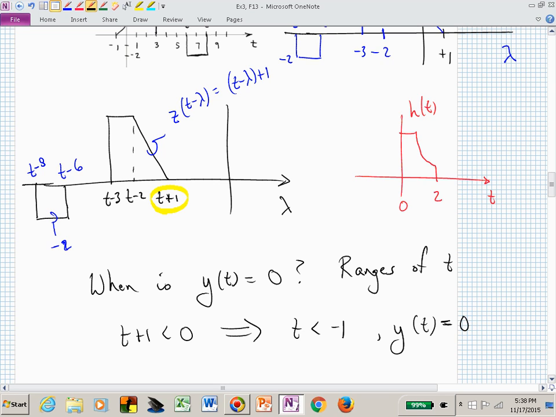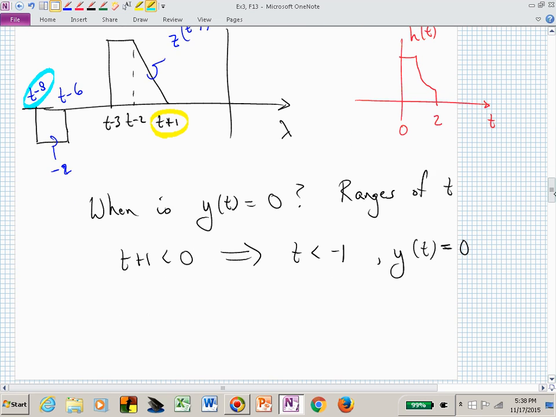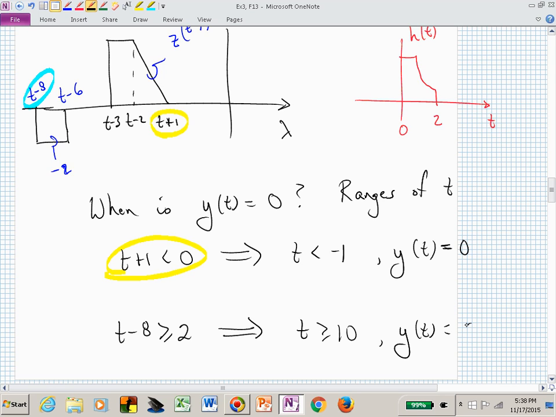The other easy piece is to say, well, if that piece goes beyond the rightmost side of h of t, then y of t is 0. Does everyone see that? So I'm skipping something, but now this is the first piece. The next piece would be to say, as long as, or when t minus 8 is greater than or equal to 2, or when t is greater than or equal to 10, y of t is equal to 0. Is that clear? Now there was a question.